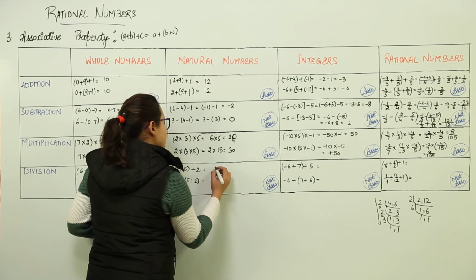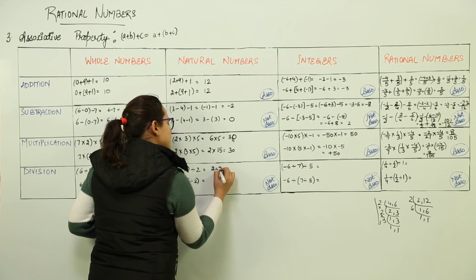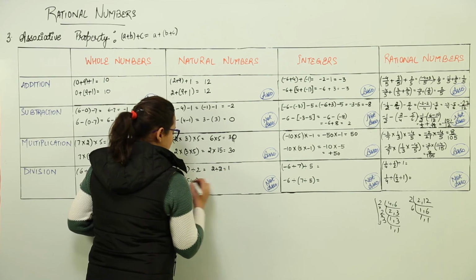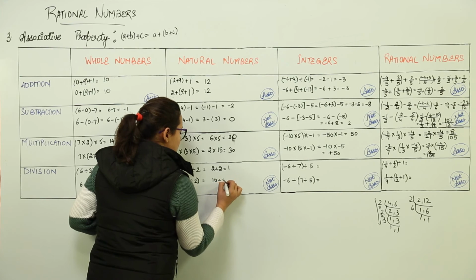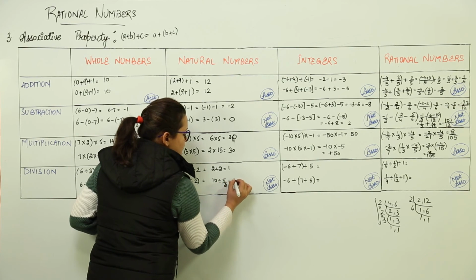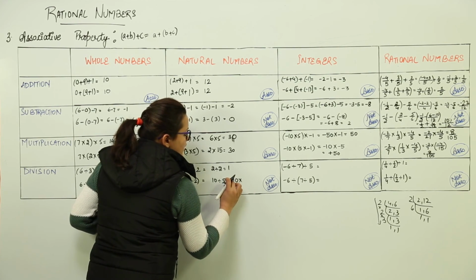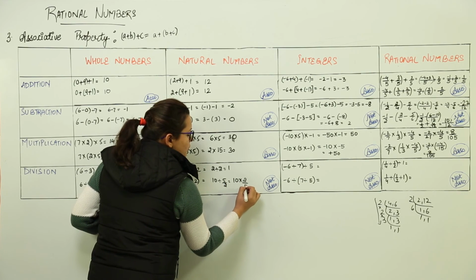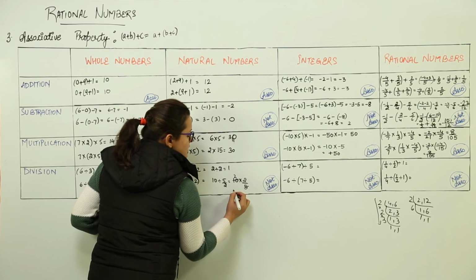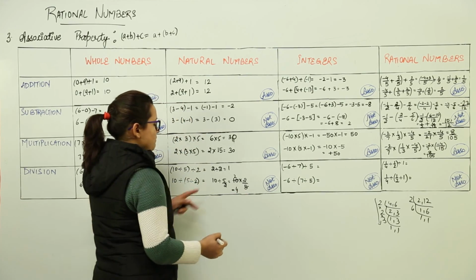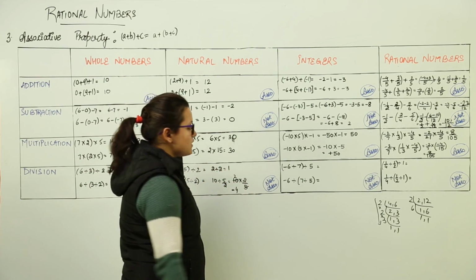What is 10 divided by 5? 2, and divided by 2 gives you 1. What is 10 divided by 5 upon 2? 10 into, the 5 by 2 gets reciprocated to 2 by 5. Now this gets cancelled and gives you 4. Answers are different, not associative.